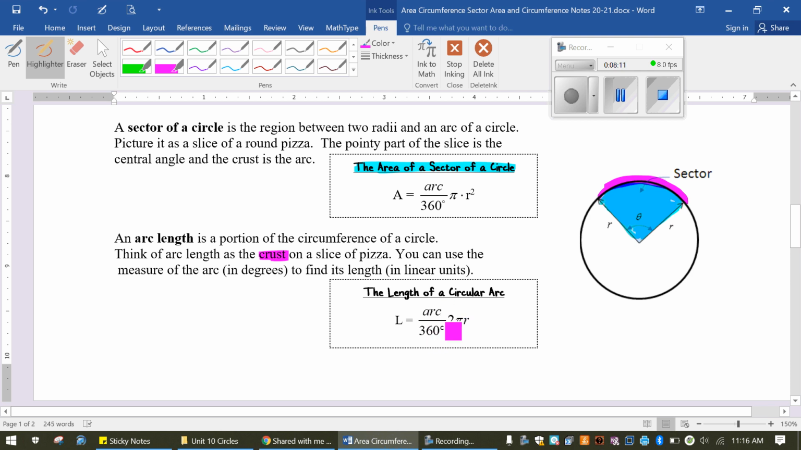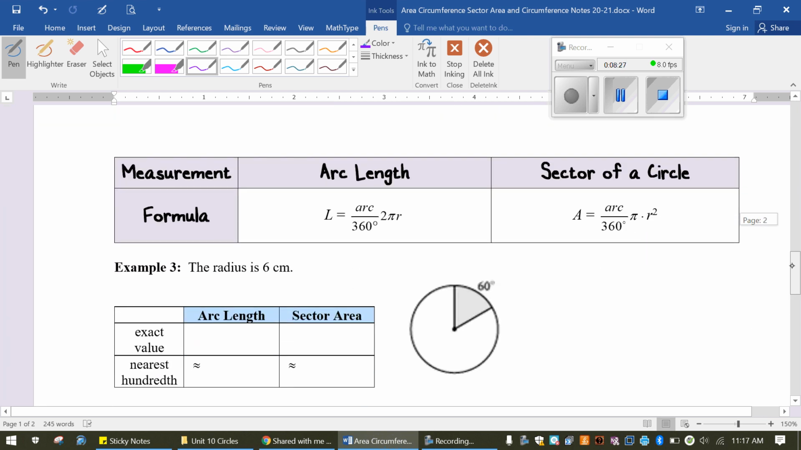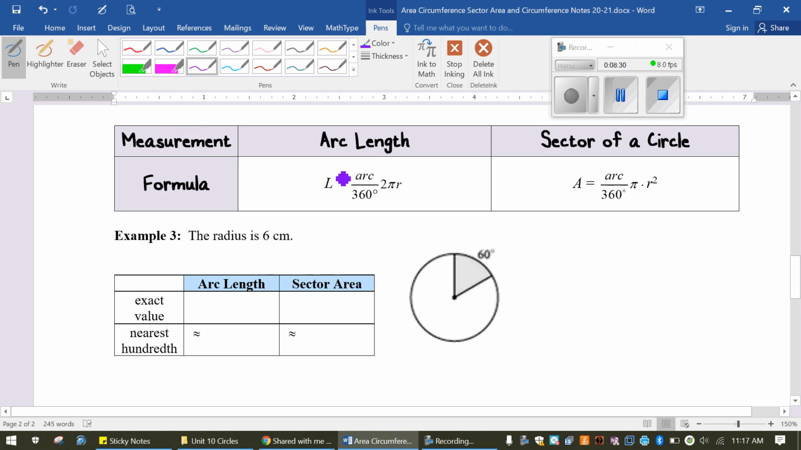If we take this part right here, that angle measure over 360 will tell us what fraction of the circumference that we have. So basically these two formulas involve the area formula and the circumference formula from above, but we don't have the whole circle, we just have part of the circle. I'll show you what I mean on the back when we go through an example. Arc length uses the letter L to represent its formula, and the area of a sector of a circle is A. We need the radius in order to find this, and we need to know what that angle or arc measure is for each of the sectors of the circle.